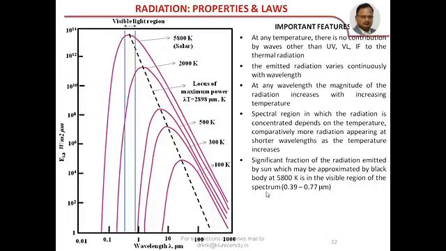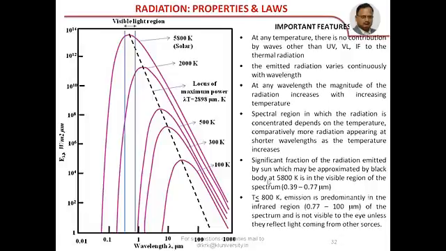may be approximated by a black body at 5800 Kelvin, which is in the visible region, 0.39 to 0.77 micrometers. When the temperature of a body is less than 800 Kelvin, emission is predominantly in the infrared region and is not visible to the eye unless they reflect light coming from other sources.